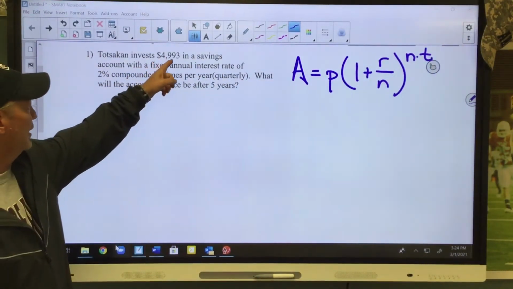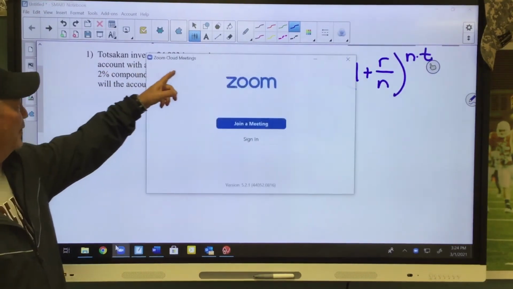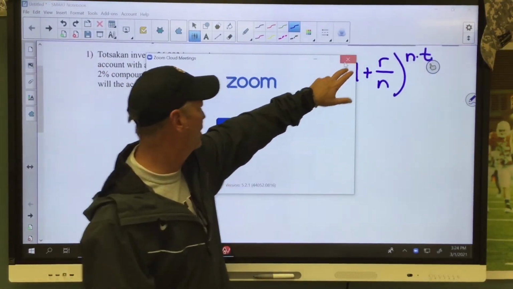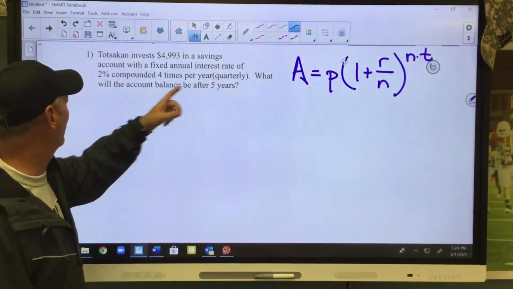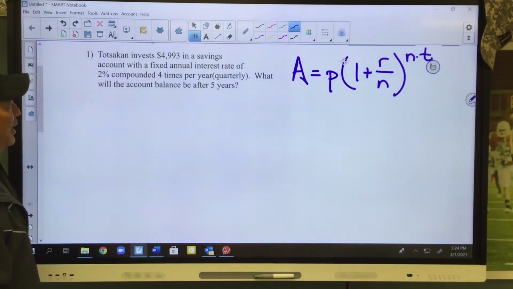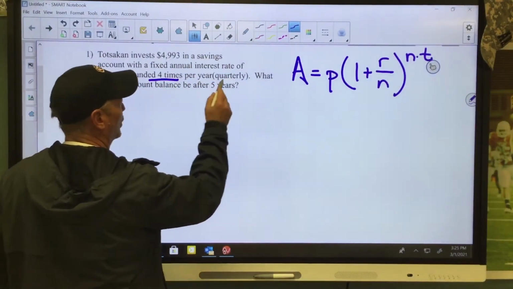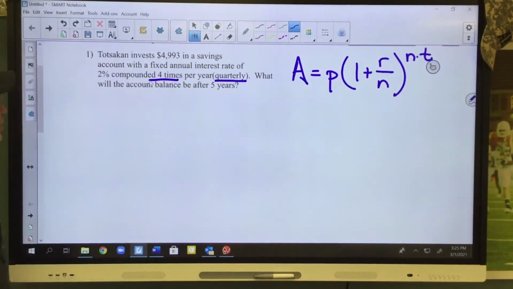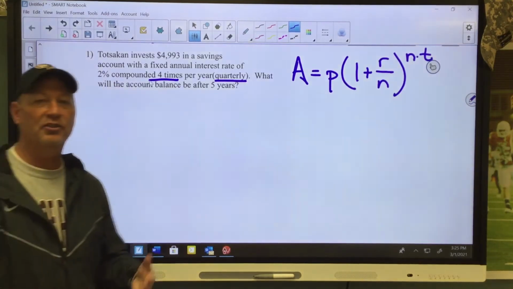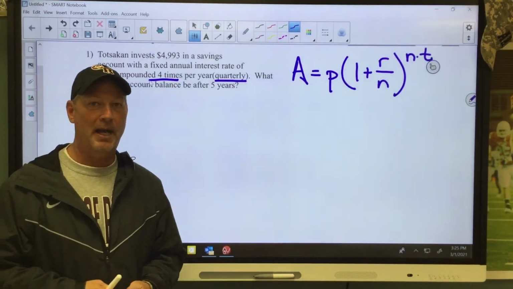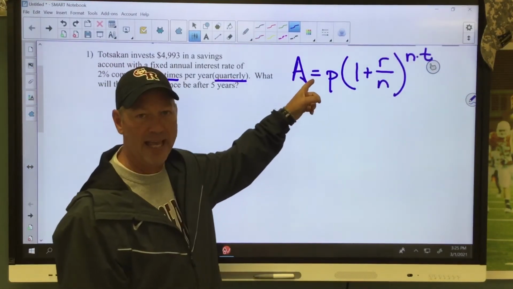So we're going to invest in a savings account with a fixed annual interest rate of 2%, compounded 4 times, which is quarterly. What will the account balance be after 5 years? So they're asking you for the final amount, the final balance. So they want us to solve for A.